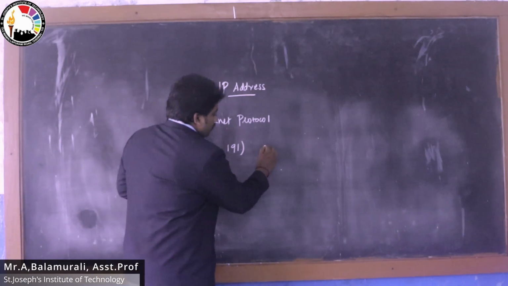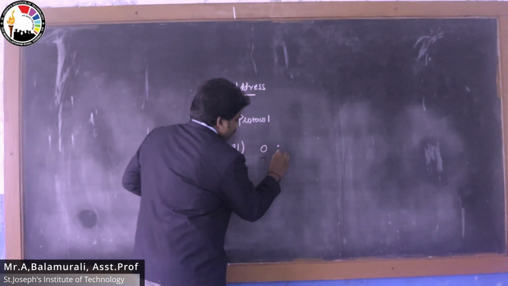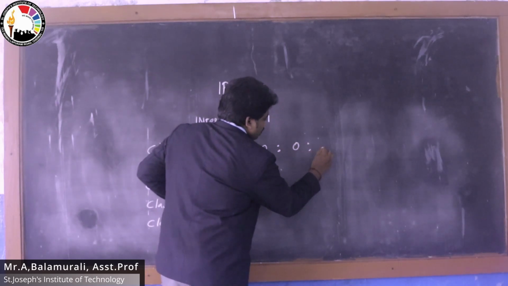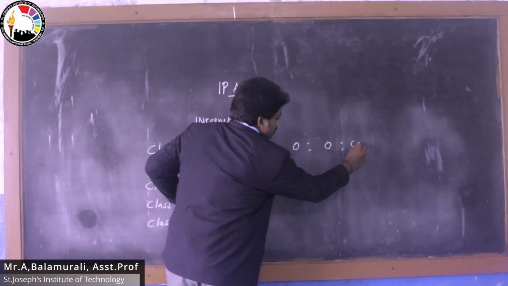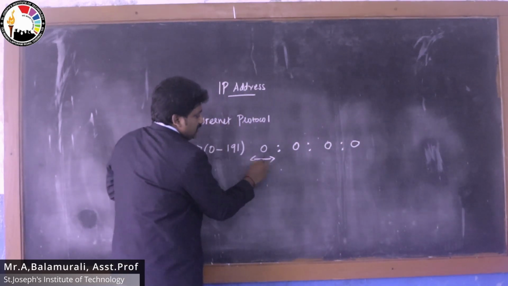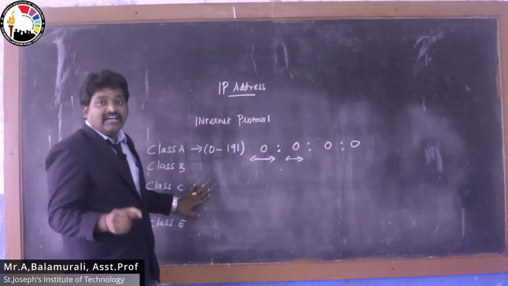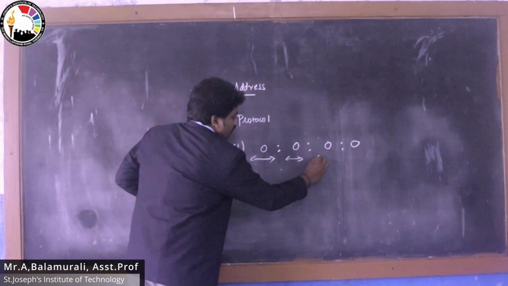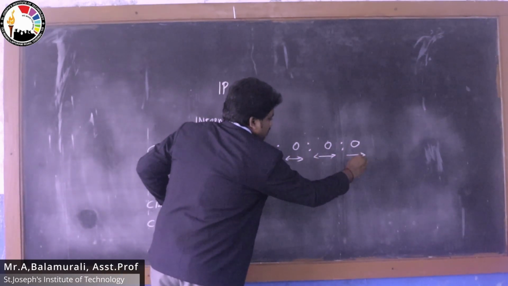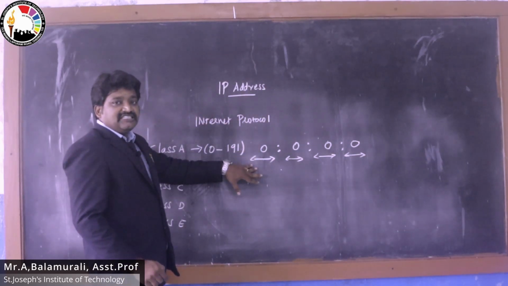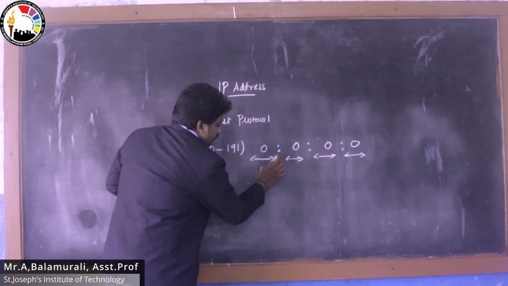For example, 0.0.0.0. These are the 4 partitions, and each partition has 8 bits.